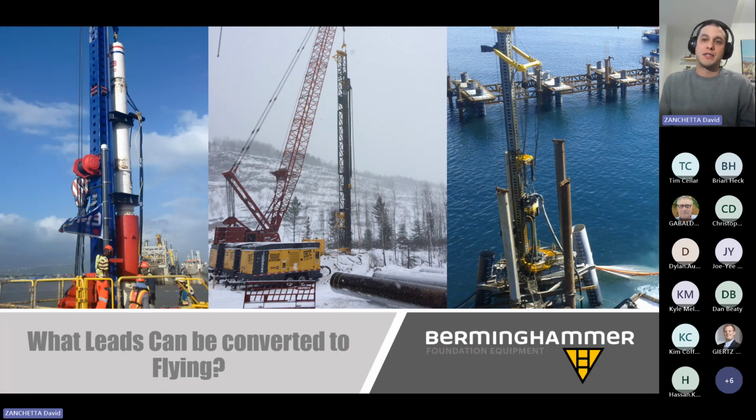So what lead types can be converted to flying leads? The short answer is that any lead that Berminghammer manufactures can be converted into a flying lead. So if you already have a vertical travel lead from us, you can convert that lead by adding a head sheave, winches, and standoff frames to become a flying lead. The type of lead that you would typically select comes down to the length of lead that you need and whether or not you need high torque resistance.